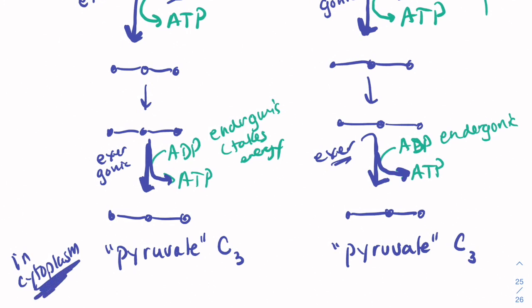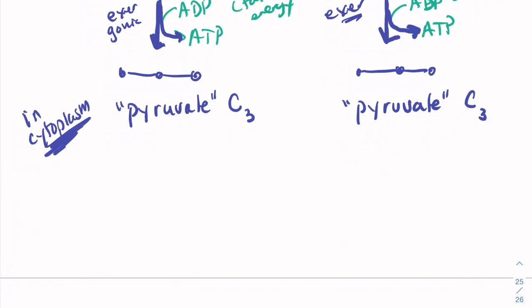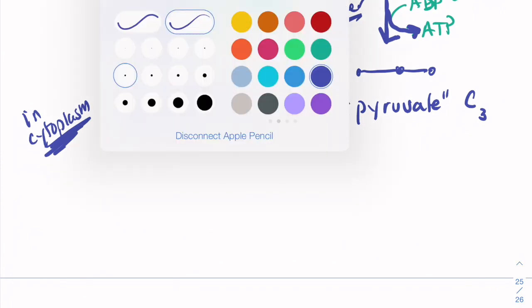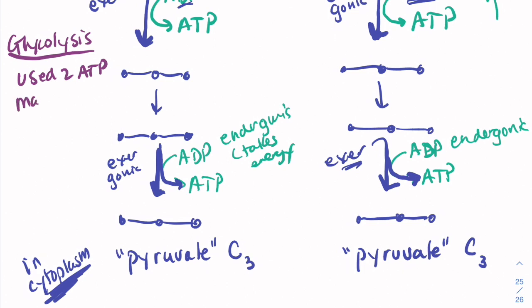Ooh, but let's summarize. Where can I summarize where that's not in the way of what I want to do here? So summary. I'm getting tired of these colors here. How about a nice plum color? Okay, so glycolysis. It used 2 ATP, but made 1, 2, 3, 4 ATP for a net gain of 2 ATP.